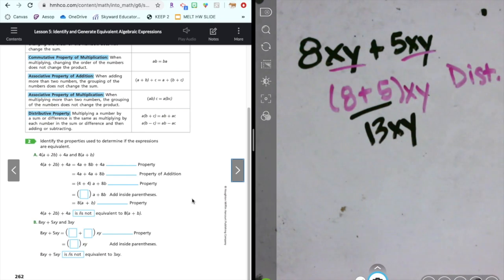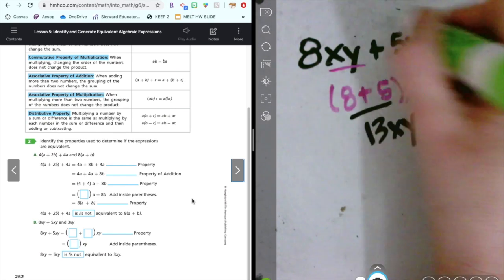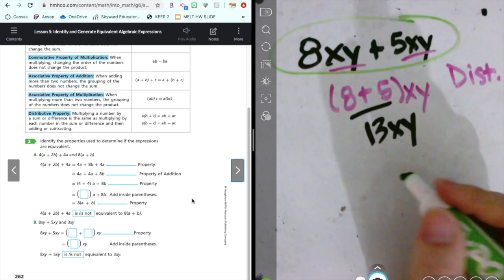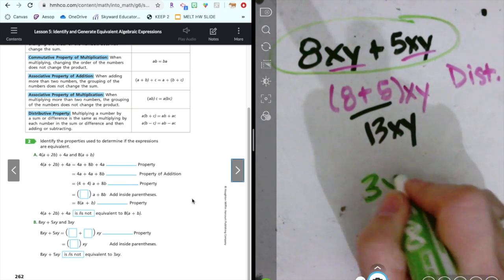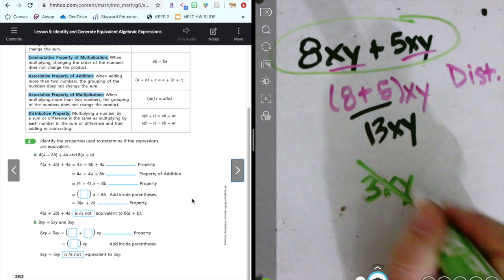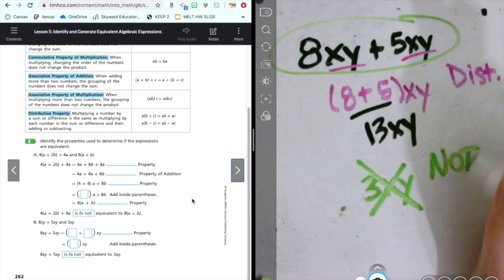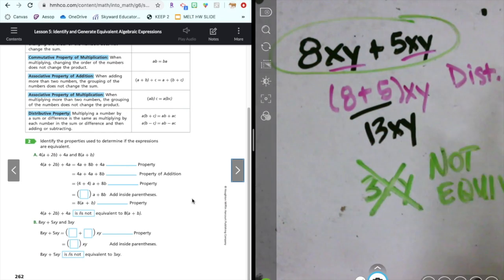So the question was, is this expression equivalent to 3xy? Is it? No, not equivalent, because we found that it was 13xy. All right. Okay, we're going to keep working on this.